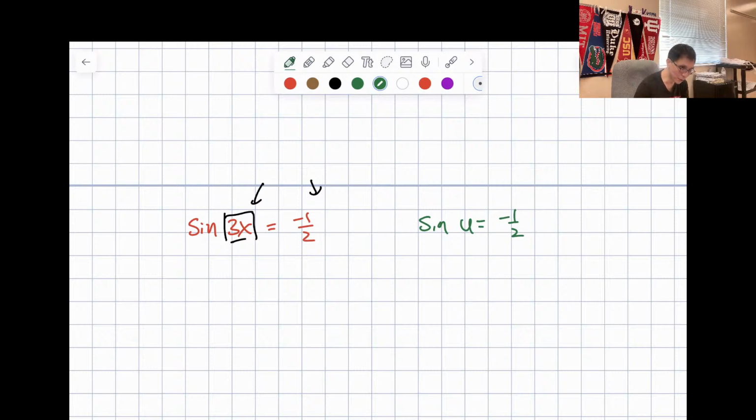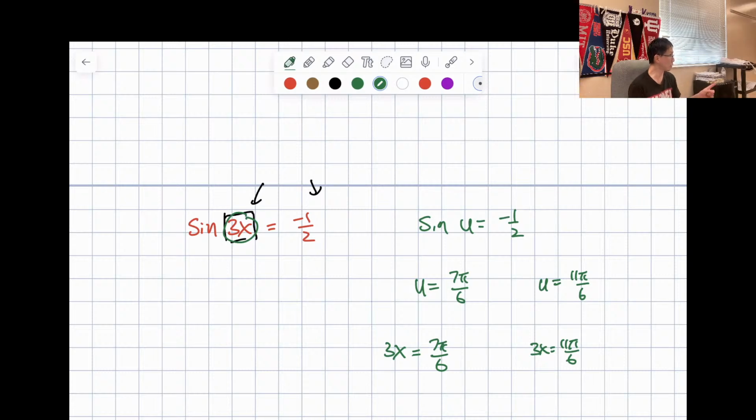Good. So u is equal to 7 pi over 6, and u is equal to 11 pi over 6. Now remember, we are not solving for u. We are looking for 3x, right? So can it be 3x equal to 7 pi over 6, and 3x equal to 11 pi over 6? Does everybody understand so far? Yes. Wait, what about the sine restrictions? That's a good question.